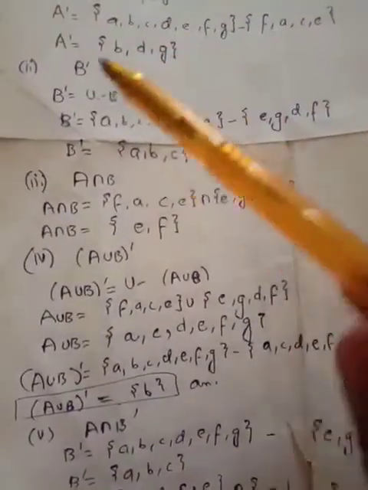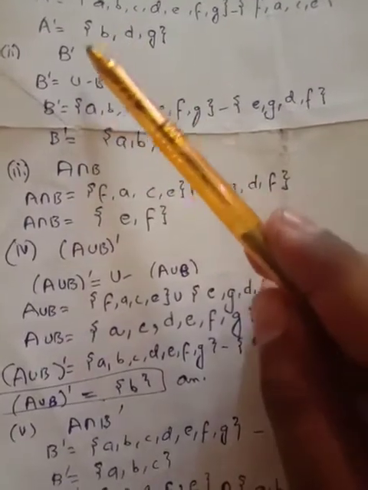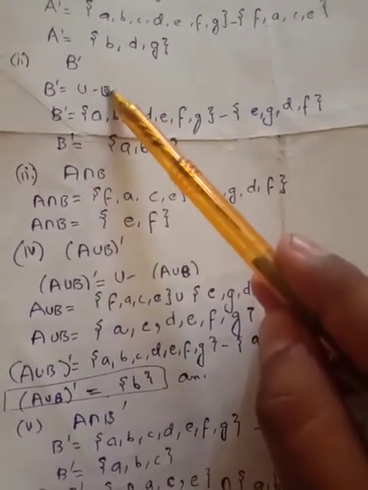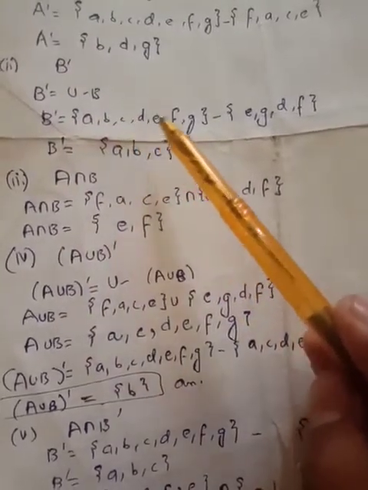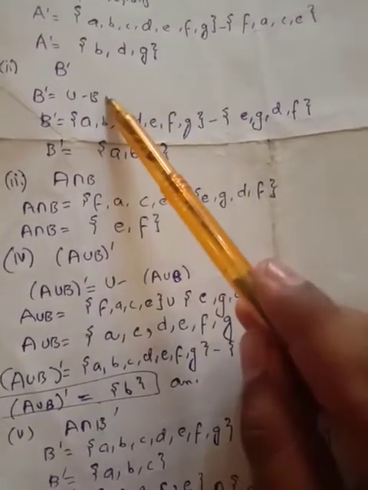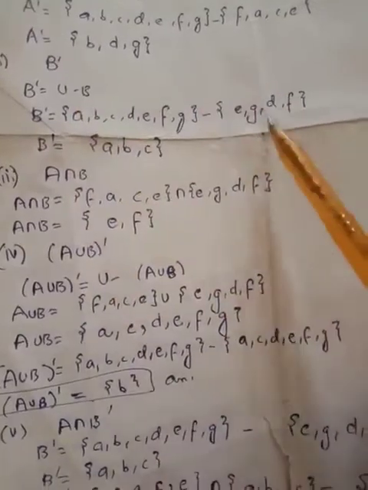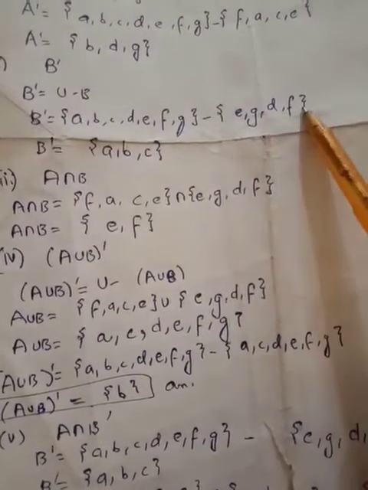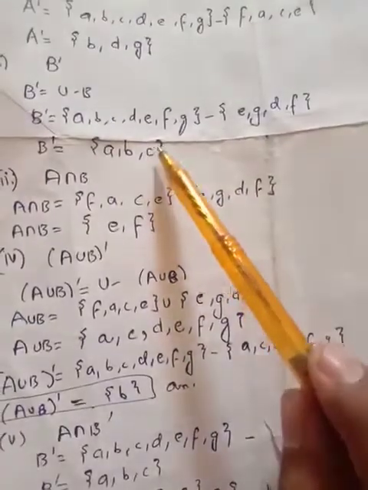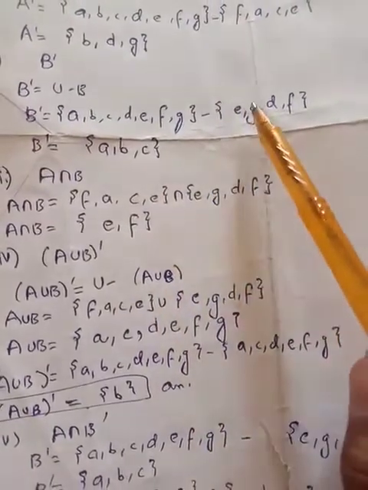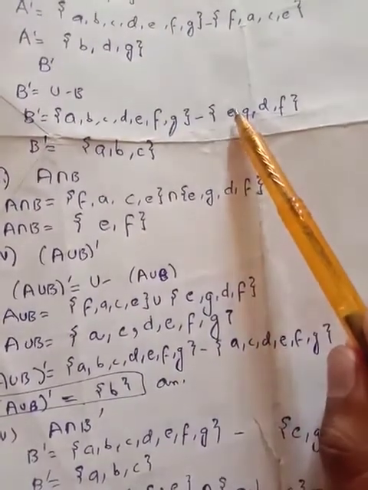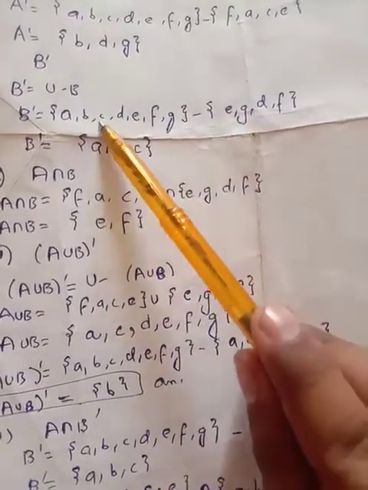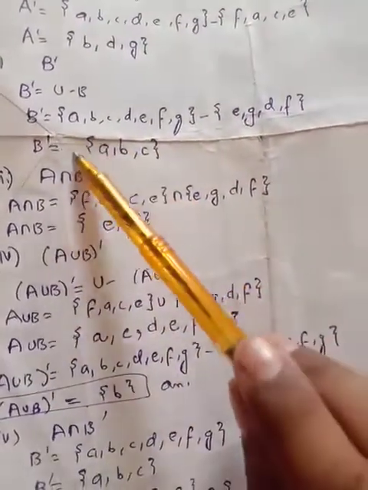Now we are doing B complement. B complement means subtracting B from the universal set. The U set is A, B, C, D, E, F, G. We will subtract the B set from the U set. B is E, G, D, F. So the answer will be A, B, C, because after subtracting B from U, the remaining elements will be A, B, C. This is the B complement.